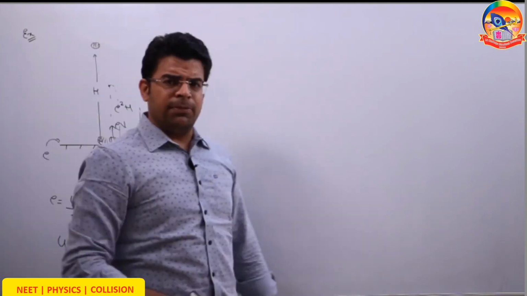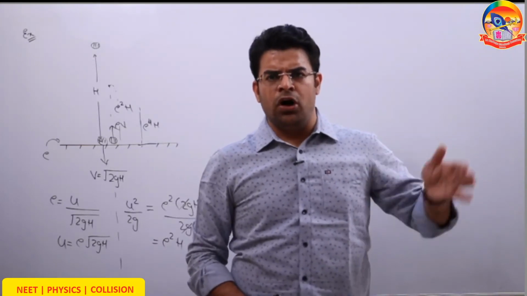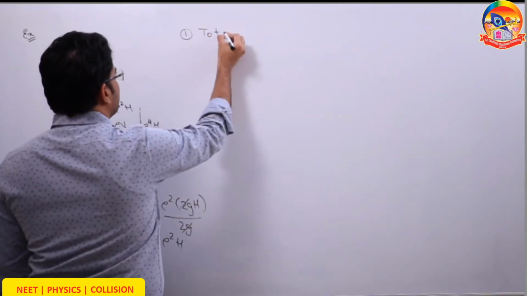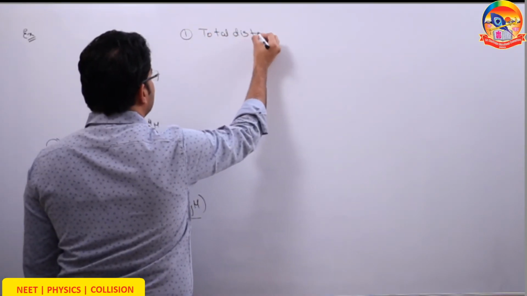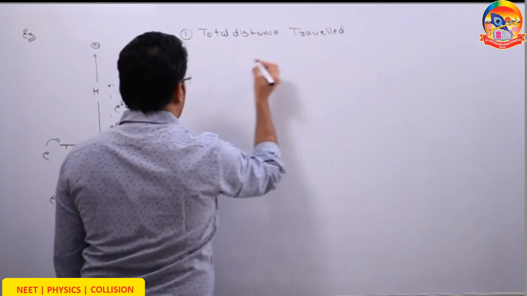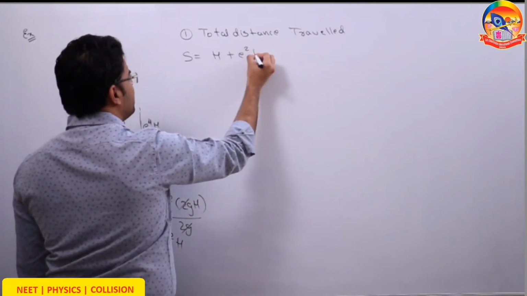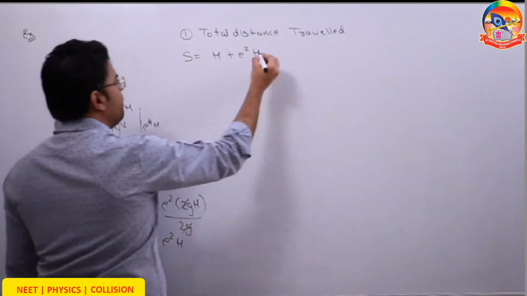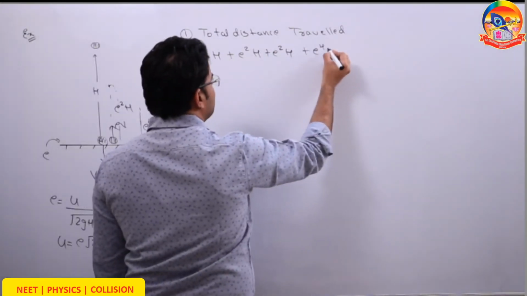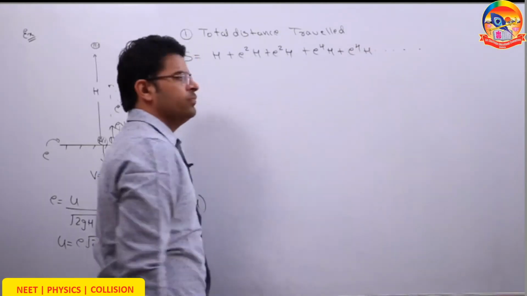They can ask you multiple questions here. The first question: what is the total distance traveled by the ball before coming to rest? So the total distance traveled by this ball will be equal to h, the distance it falls, plus e square h, the distance it goes back up, plus e square h, the distance it again falls, plus e raised to the power of 4 times h, the distance it goes back up, then e raised to the power of 4 times h, and so on, kids.